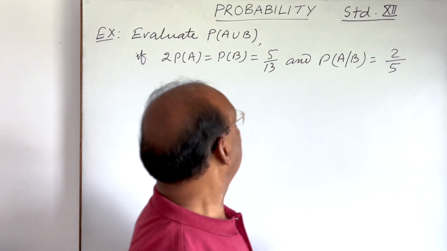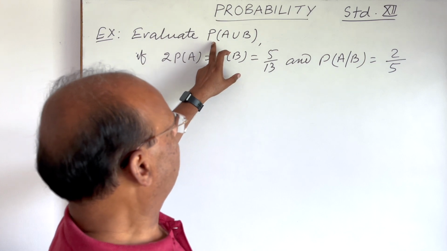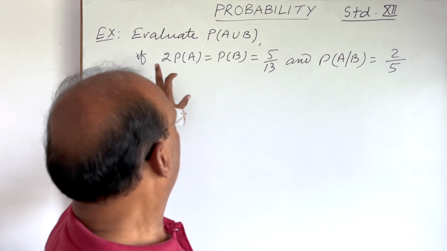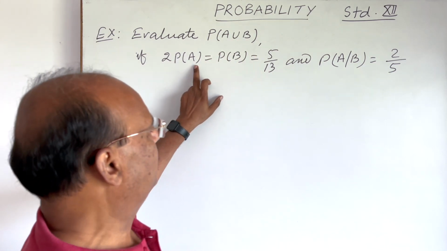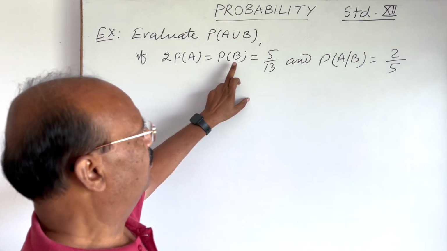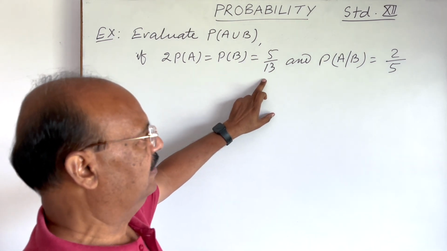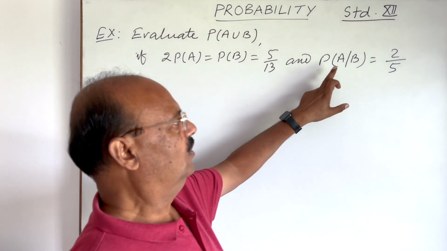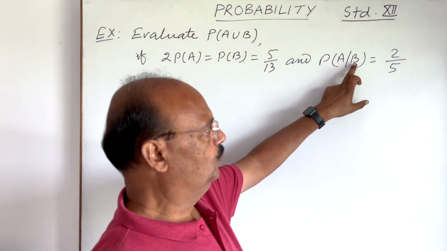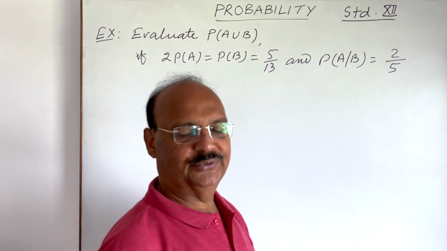Here question is, evaluate probability of A union B if twice of probability of A is equal to probability of B is equal to 5 by 13 and probability of A condition to B is equal to 2 by 5.